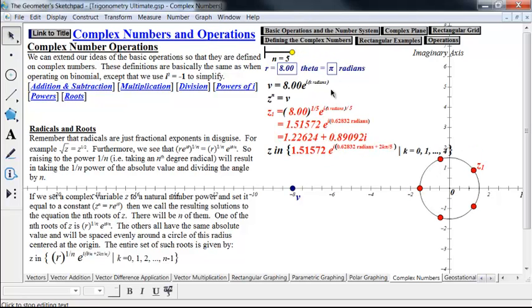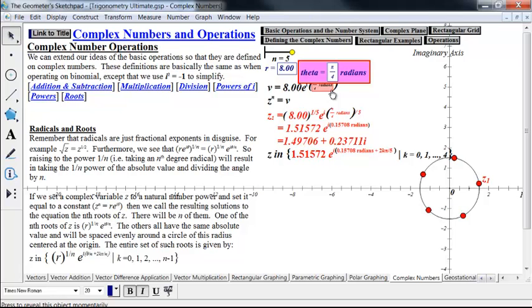Okay, and we can do this at other angles. Let's make this pi over 4, for example. Now notice they just kind of rotated. So one of the roots is this one right here. That's the first one, which I'm calling z1, and that's going to be the one where the angle is pi over 4 divided by 5. So that angle is pi over 20.